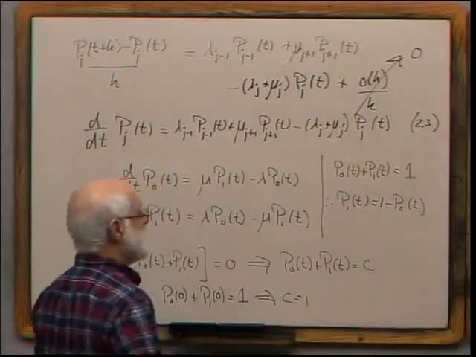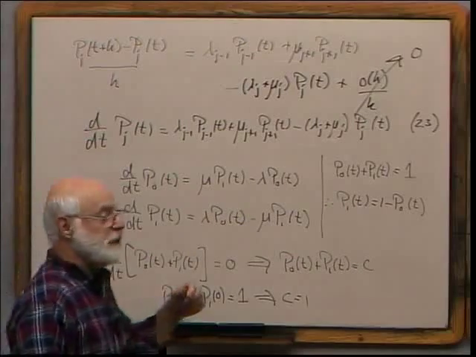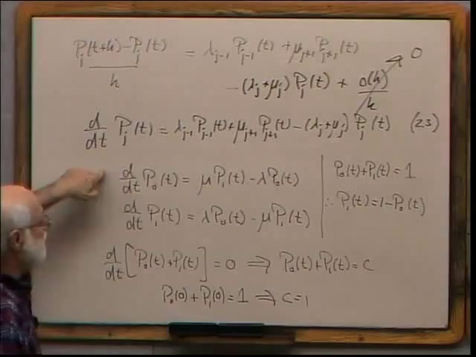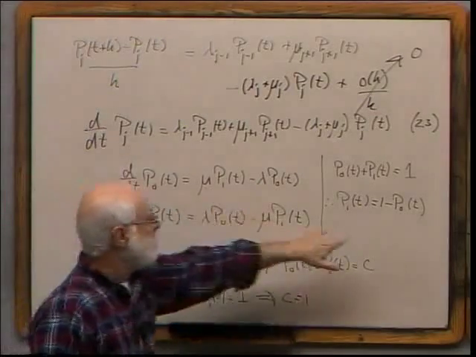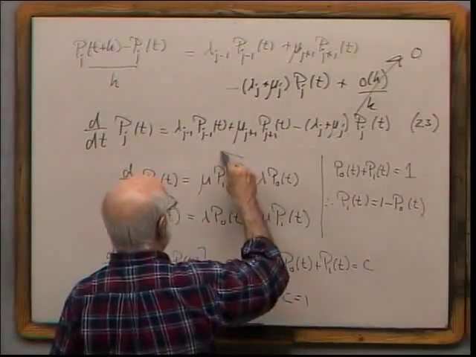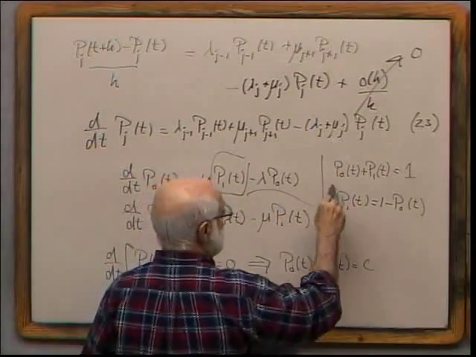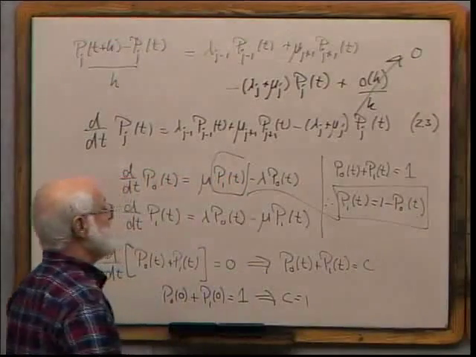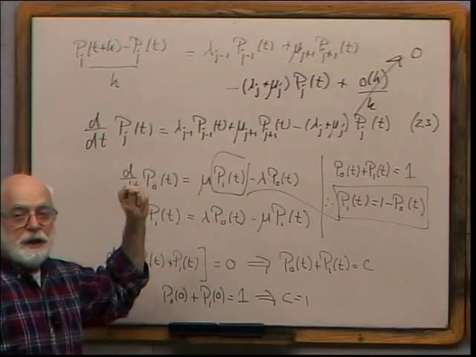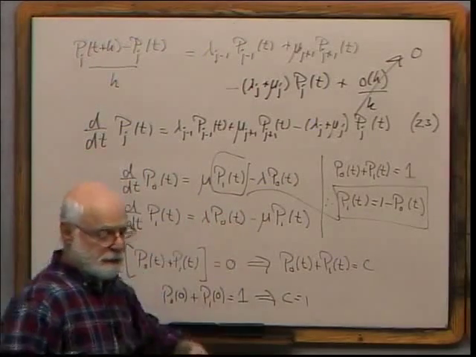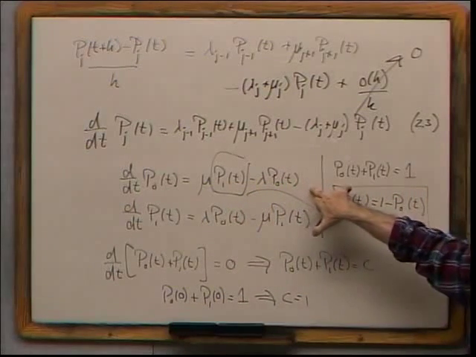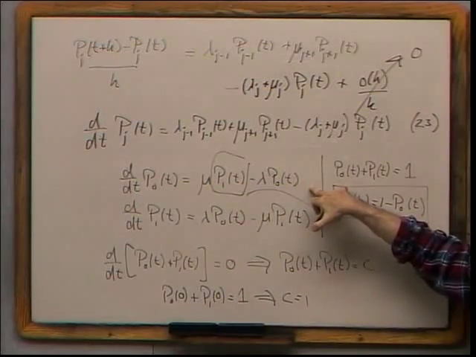And likewise, P0 of t equals 1 minus P1 of t. So this means I can go back to this equation, for example, and I can replace P1 by 1 minus P0. Okay, so the P1 that fits right here is 1 minus P0. That means that this equation then contains only P0, which makes it a linear, ordinary, first-order differential equation with constant coefficients, the kind that any person taking a first course in differential equations, a junior level student, could solve.